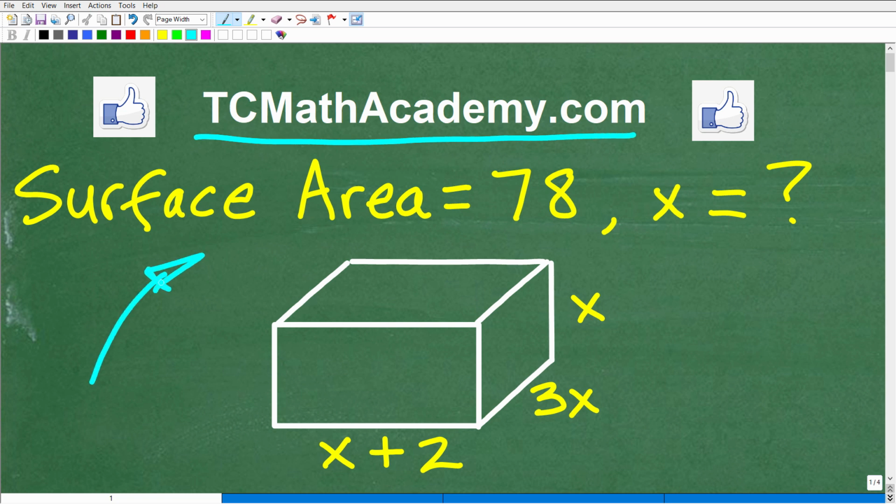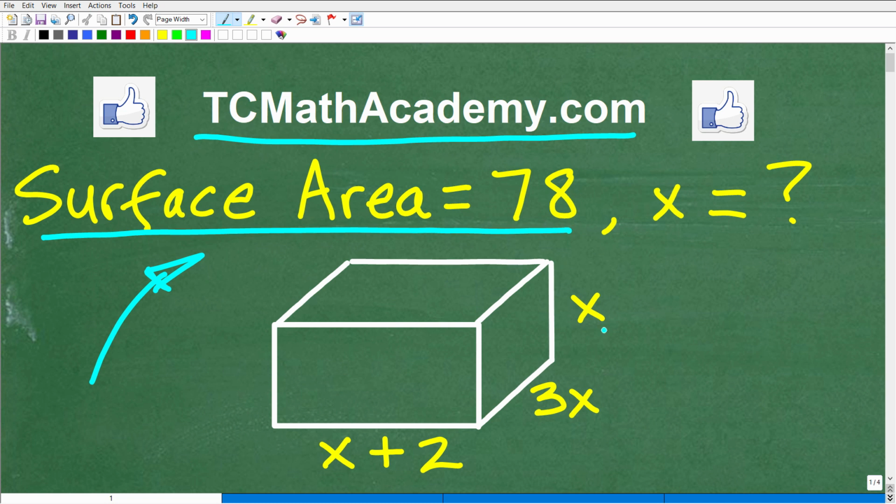This is a nice illustration of how geometry and algebra are combined together in certain problems. As a matter of fact, in a lot of geometry problems, you will be using algebra. That's why you generally have to know algebra before you really start getting into geometry. But what we have here is a rectangular object, and you can see the dimensions. We have x plus 2 here, 3x right here, and x right here. We're told that the surface area of this rectangular object is 78.